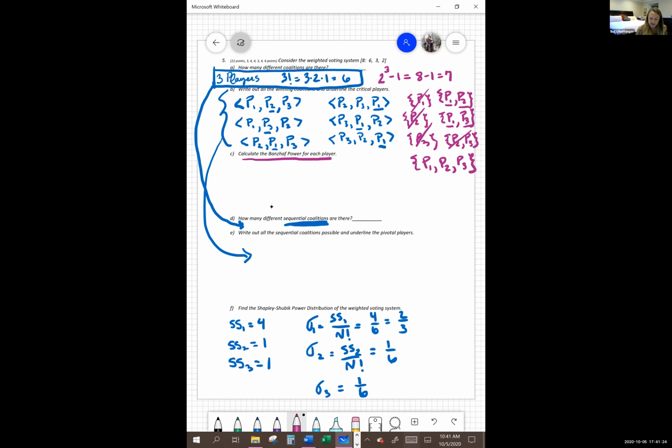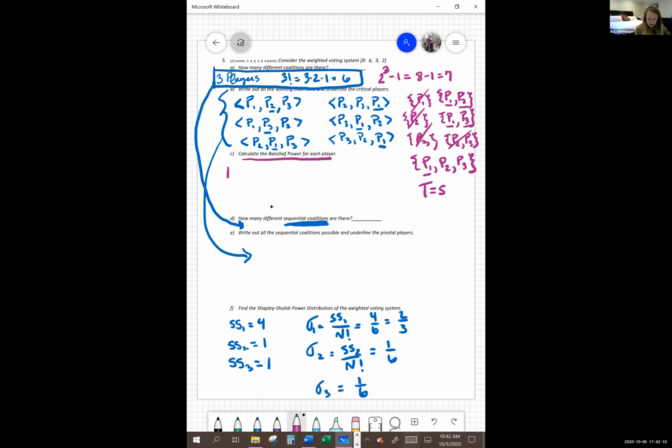And then if they're all together, well, if player 1 was removed, the 6 votes, that would make this not winning. If player 2 was removed, that would give 6 and 2 here, and that's winning. So player 2 is not critical. And player 3, if we remove them, they would still win the coalition, so they're not critical. And so to calculate the Banzhaf power, the total number of critical players in here, there's 1, 2, 3, 4, 5.